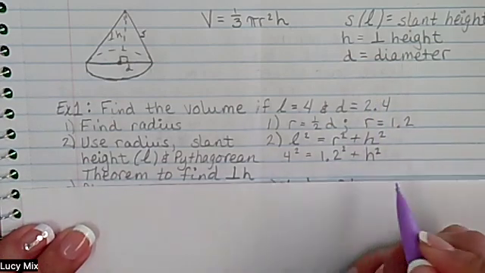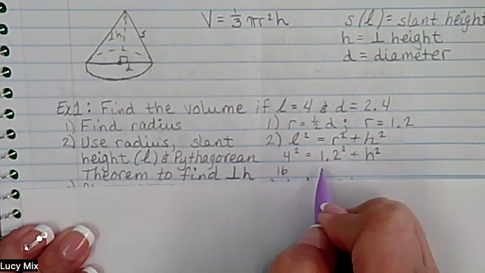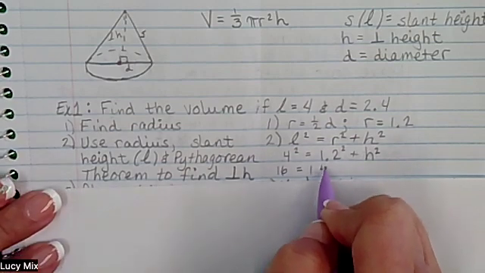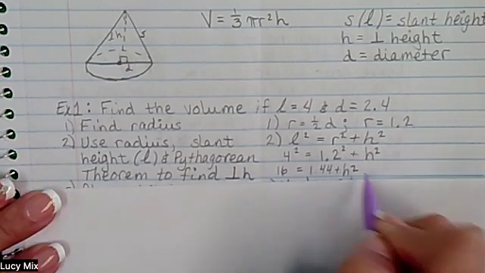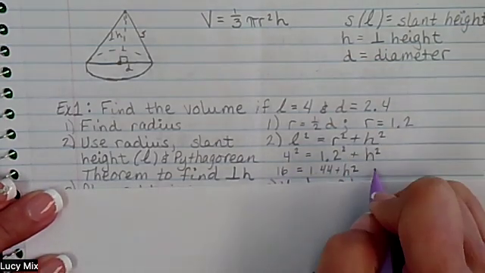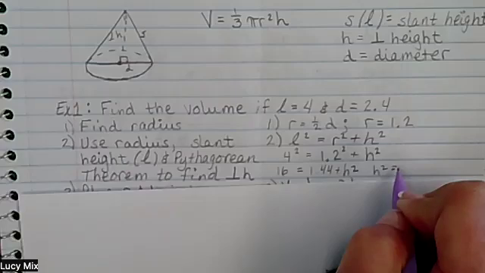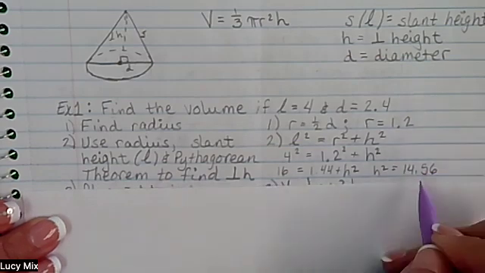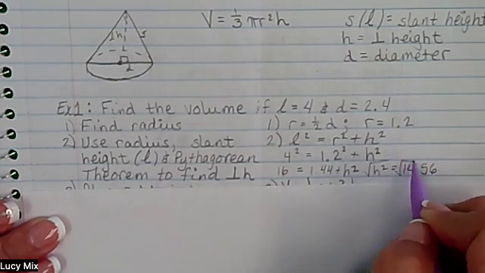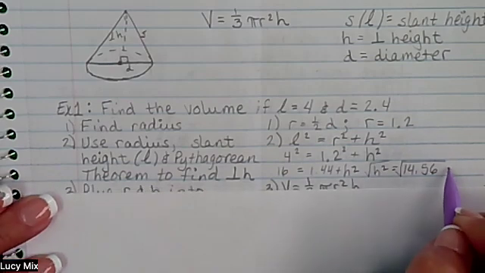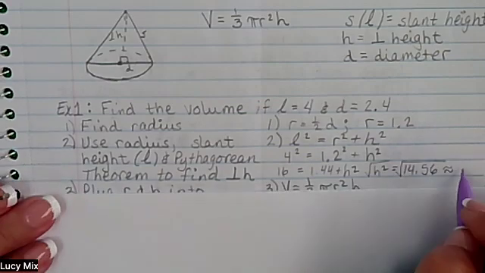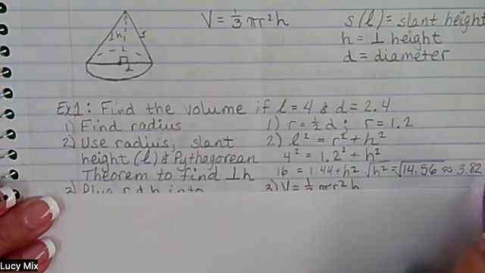Four squared we know is 16 equals 1.2 squared is 1.44 plus h squared. Subtract the 1.44. So h squared is 14.56. And then remember to square root that on both sides to find the height of about 3.82 on the calculator.